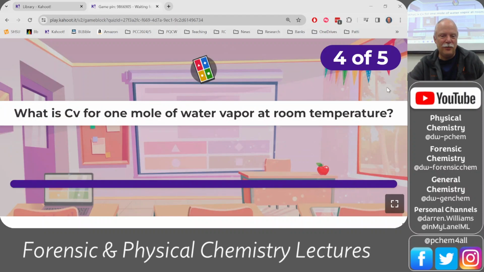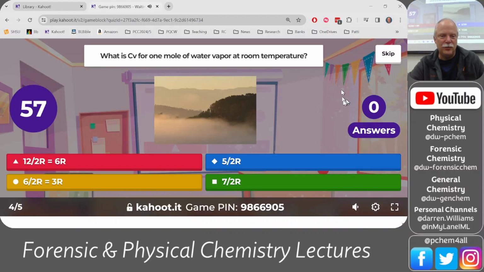All right, so now we got water vapor. 1 mole of water vapor. Okay, small molecule, so probably not going to do the vibrations, but we've got translations and rotations.